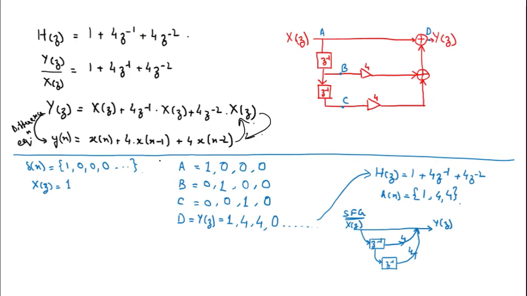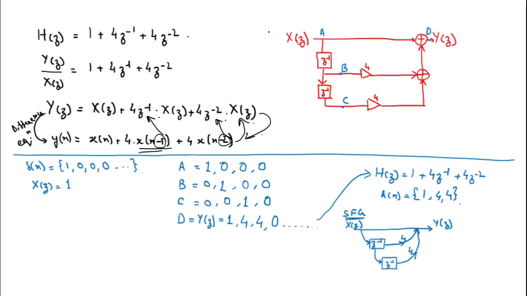See, n minus 1 means there is a delay of 1. If it is n minus 2, there is a delay of 2. So you can see the correlation. It will be very easy for you to convert from the z transform to the difference equation, and from the difference equation to the z transform. You just map this.